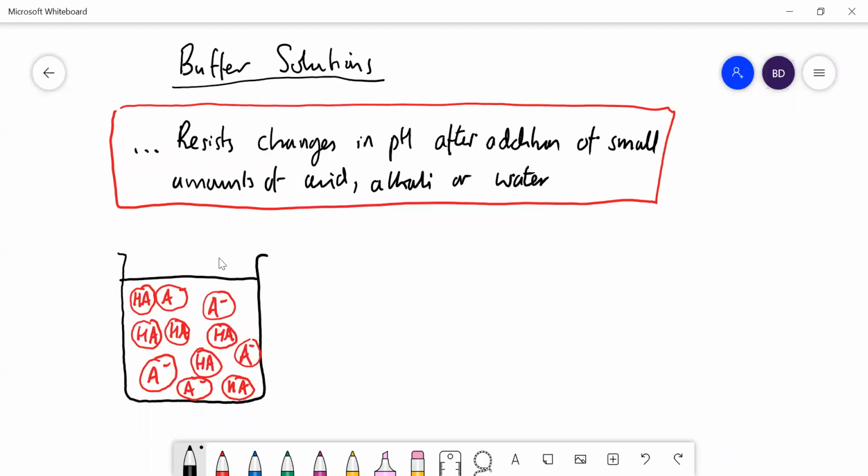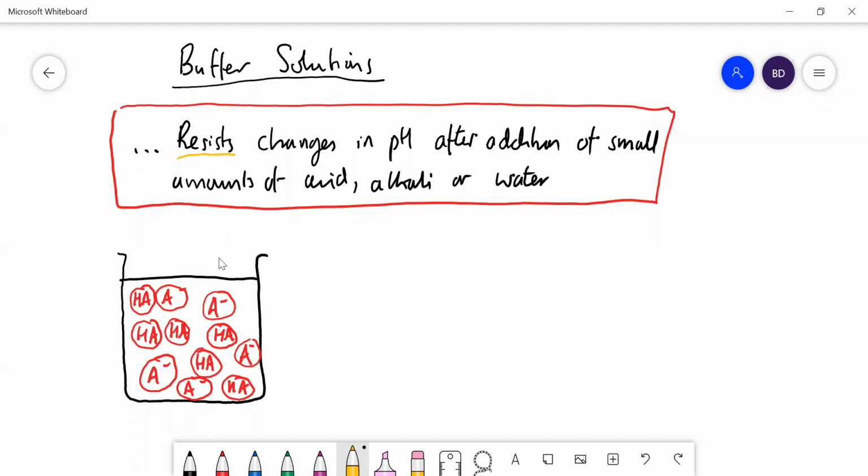Okay, we are going to talk about buffer solutions. Now, what is a buffer solution? It's important, this word here: resists. It resists changes in pH after addition of small amounts of acid or alkali or water to a solution. It doesn't not change at all, it resists it.